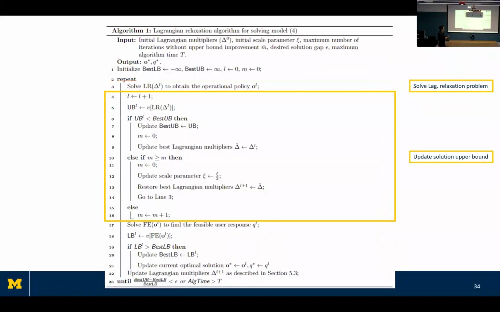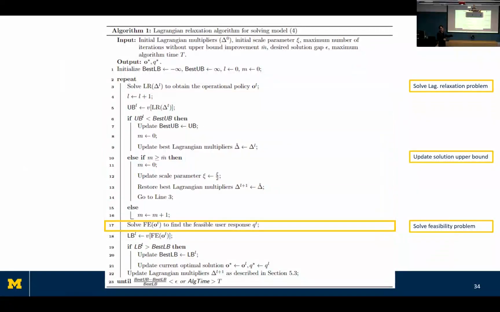Yes, so the classic Lagrangian relaxation method, where I solve the relaxation problem, I'll update the solution upper bound, then I'm going to solve the feasibility problem to check the feasibility of the solutions obtained, so I can retain the final solution that is feasible in every setting.